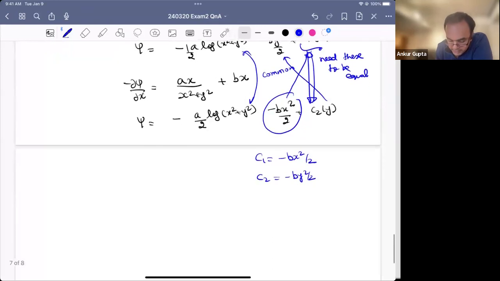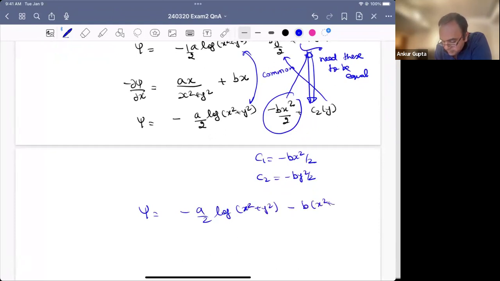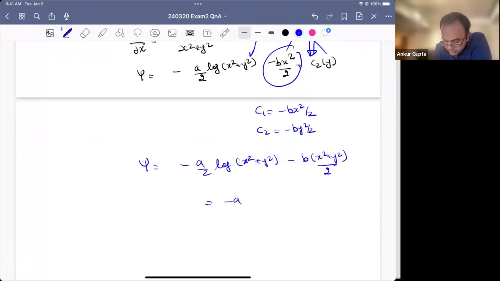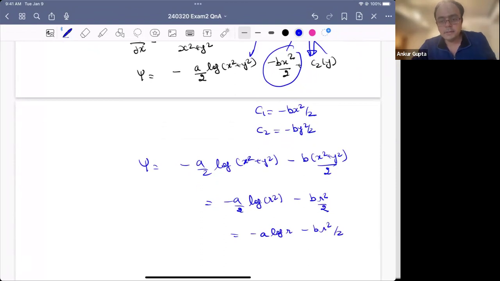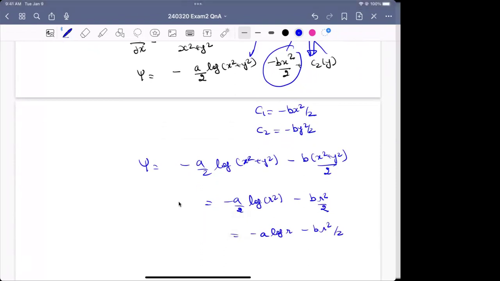So when I write psi, I get minus a by 2 log of x squared plus y squared minus b into x squared plus y squared by 2. This becomes minus a by 2 log of r squared minus b r squared by 2, which is minus a log of r minus b r squared by 2. Does this make sense, Sophia? Yes, that makes sense. Thank you. Sure. Perfect.